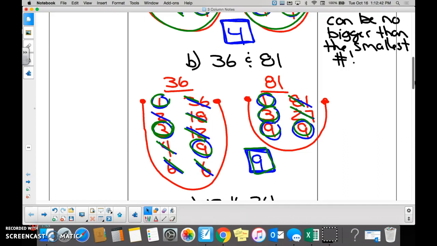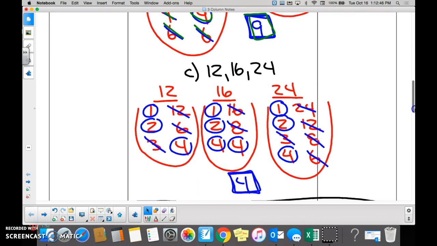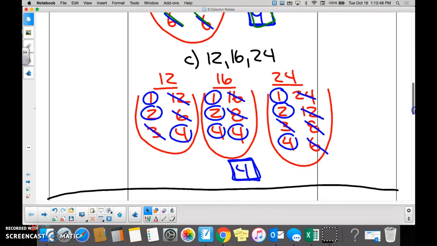None. And then I did say in the definition, greatest common factor would be 2 or more numbers, yes or no? Yes. So could you find greatest common factor for 3 numbers? Yes. And did we? Yes.